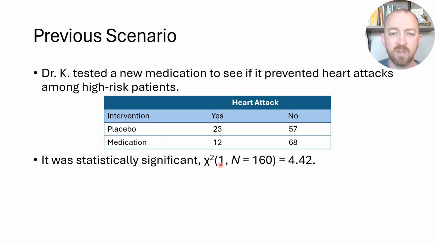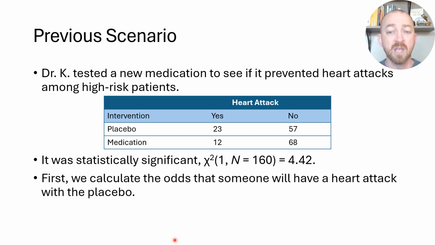So again, the chi-squared value with 1 degree of freedom, we had 160 observations of the variable, and our chi-squared value is 4.42. So this is where I'm getting all of this. If you don't recall how we arrived at this, you can see the previous video. So first, what we need to do is calculate the odds that someone will have a heart attack with the placebo. So the odds of this occurring to that occurring, okay? Then we'll do the same thing for the people receiving the medication. Then we're going to look at the ratio between those two odds. That's basically it. So it's not very difficult to compute. It's a little challenging to interpret, however.